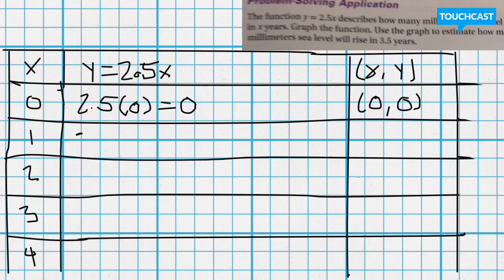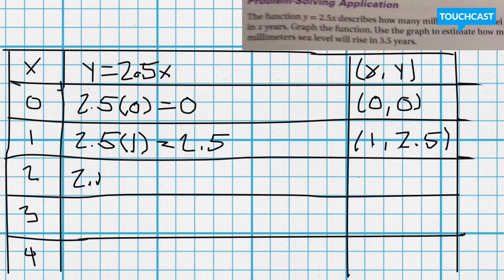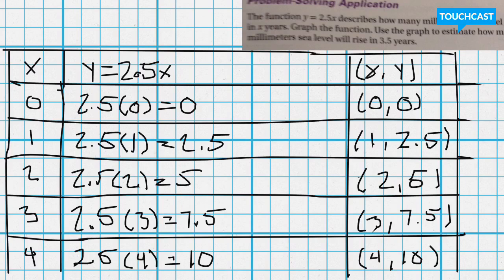Now we can plug in the 1. 2.5 times 1 will equal 2.5, which means if 1 year passes, the sea level will rise 2.5 millimeters. Let's substitute in the 2. 2.5 times 2 is equal to 5. So if 2 years pass, the sea level will rise 5 millimeters. Now we will find the values for 3 and 4. Alright, so now we've got all of our ordered pairs.